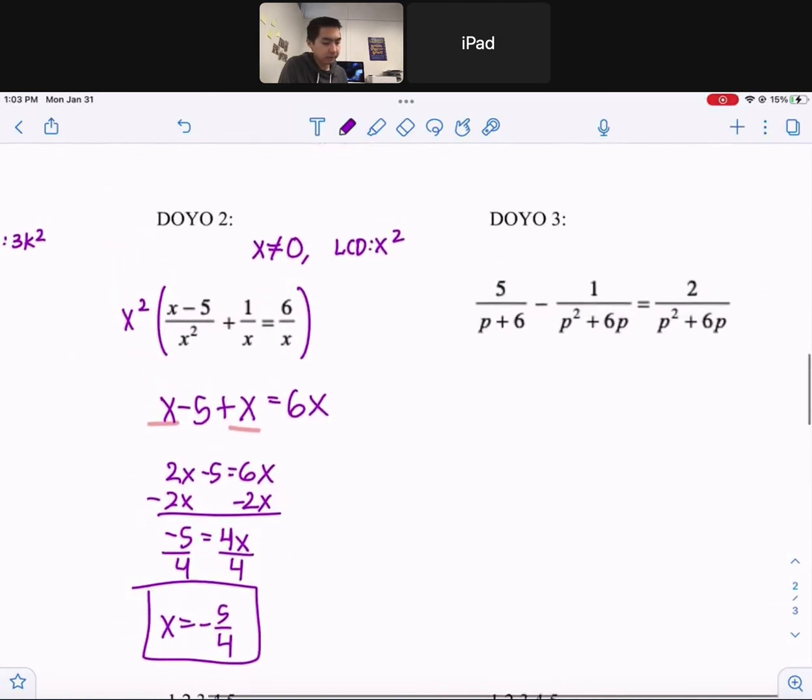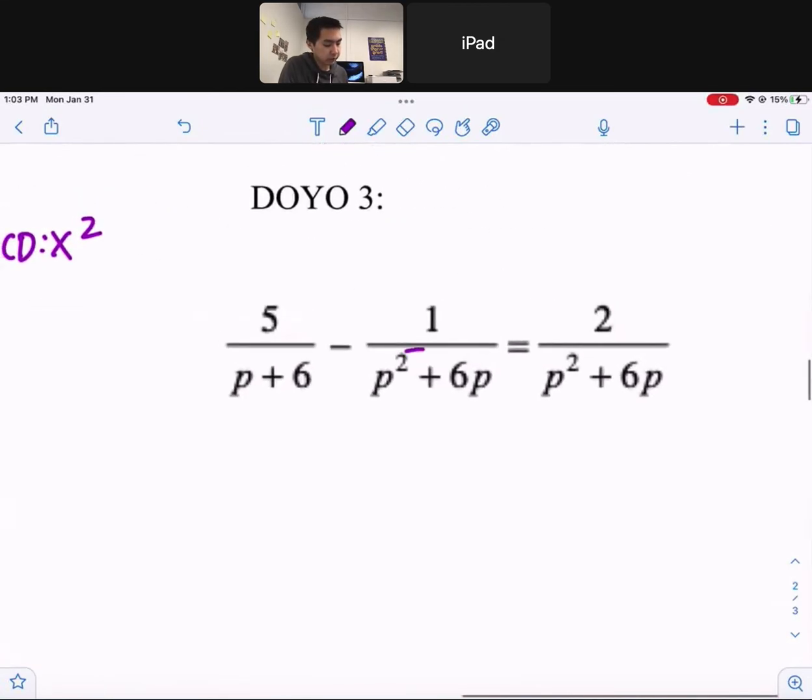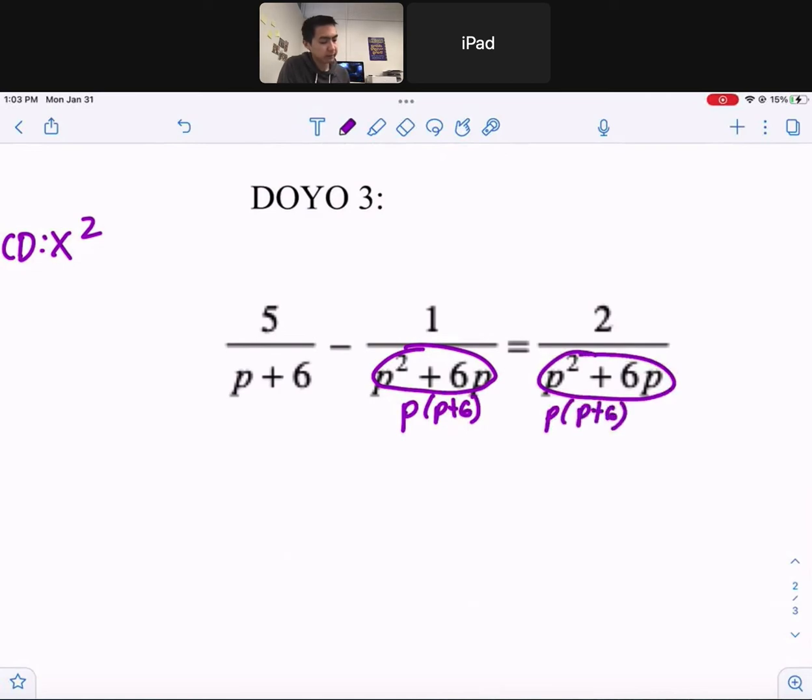And lastly, now here, you guys, you can factor both of these to be p times p plus 6. Factor out a p, right? p times p plus 6. So excluded values, p cannot be -6 because if it was -6, then this whole thing would be 0. And p cannot be 0 because if this was a 0, you guys, this whole denominator would be a 0.